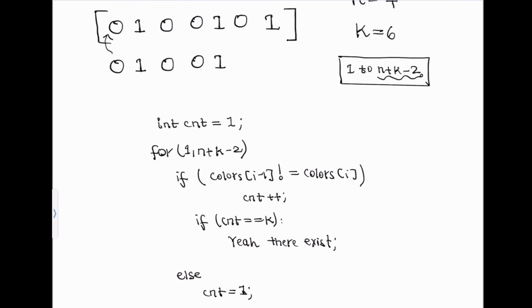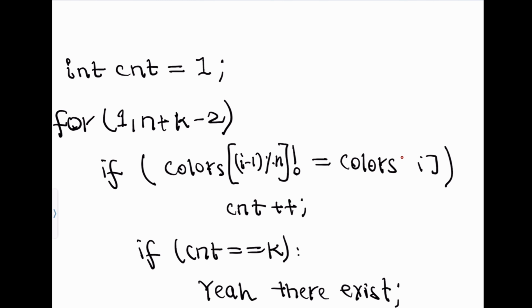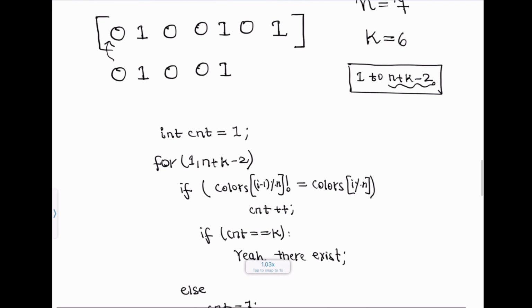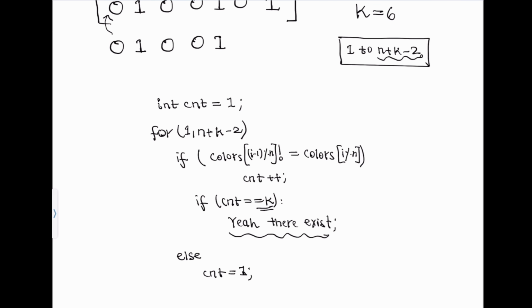So instead of writing i minus 1, I'll write (i minus 1) modulo n. And similarly over here, it should be i modulo n. And thus, if the count becomes equal to k, we will say, yes, there exists an alternating subarray of size k. Now, I've just done this part of the question. Instead of finding out if there exists an alternating subarray of size k, the question is to count how many such alternating subarrays exist. So instead of saying yes, there exists, I'll just maintain a count of answers.